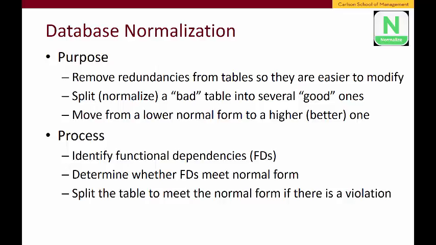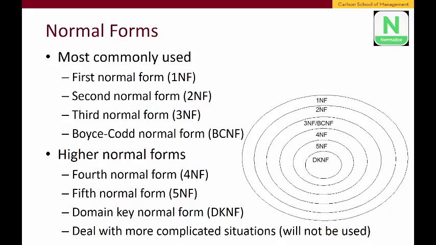The process will involve identifying functional dependencies or FDs, determining which ones violate a particular normal form, splitting the table to meet the normal form, and then moving to the next higher normal form and repeating the process. The most commonly used normal forms are the first three, including the so-called Boyce-Codd normal form. So at the top of the first half of the slide.